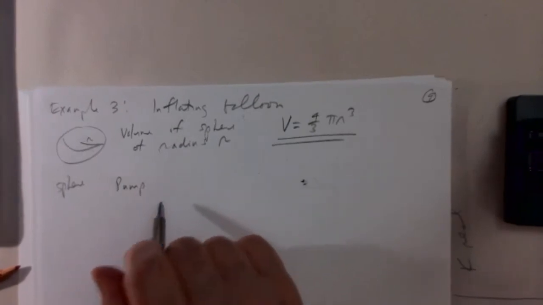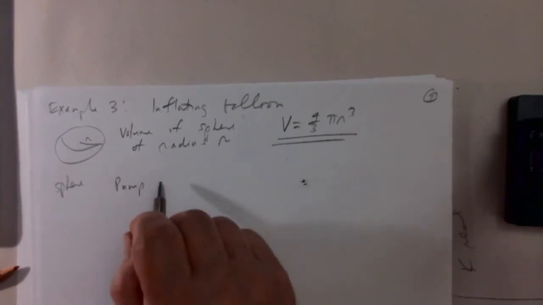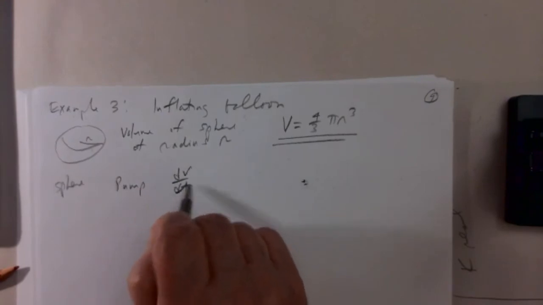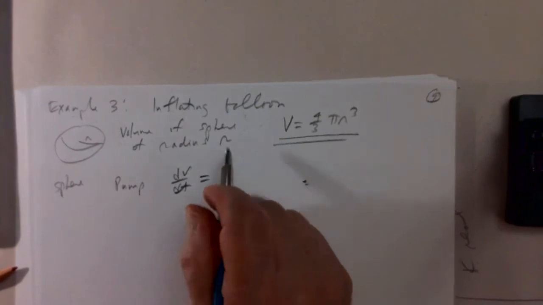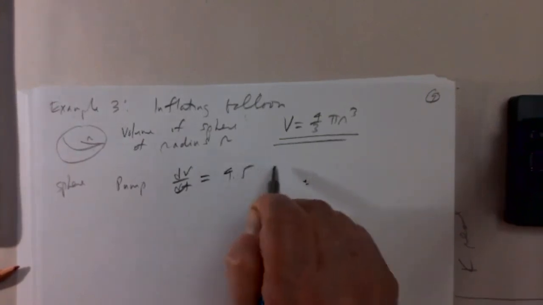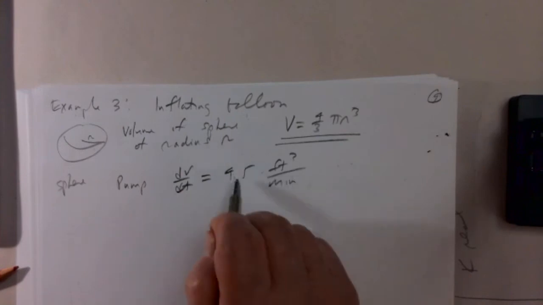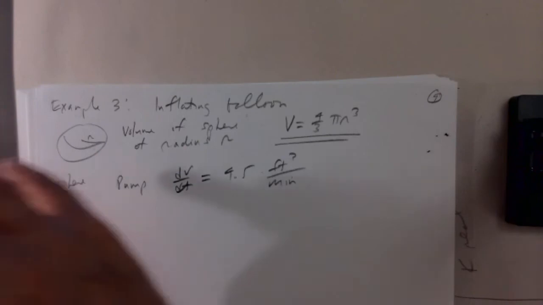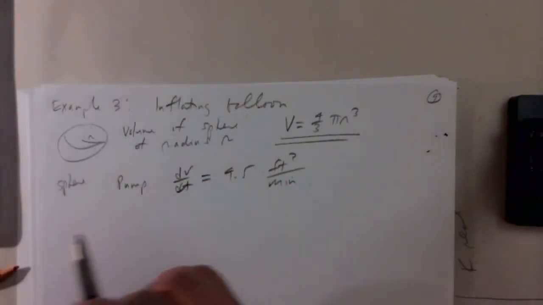At what rate? It's in terms of a certain number of cubic feet per minute. So you're told that the volume is increasing at a rate of, in this particular problem, 4.5 cubic feet per minute. And as you pump in air, the balloon gets bigger. So the radius is increasing.